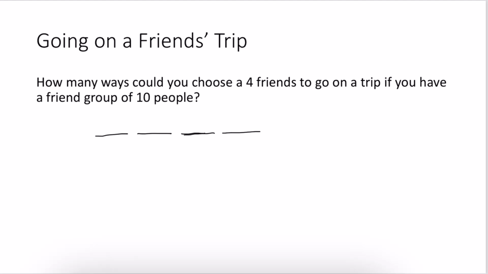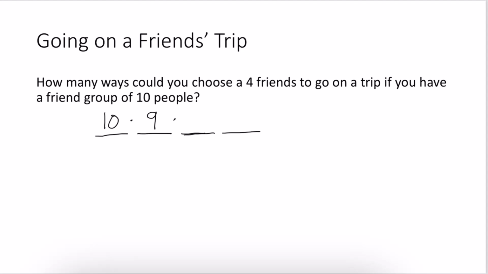And our first choice has 10 options because I could choose any of the 10 people in my friend group. Then my second choice only has 9 options because I could choose any of the 9 remaining people that I didn't choose first, because I already chose one of my friends to go on the trip.